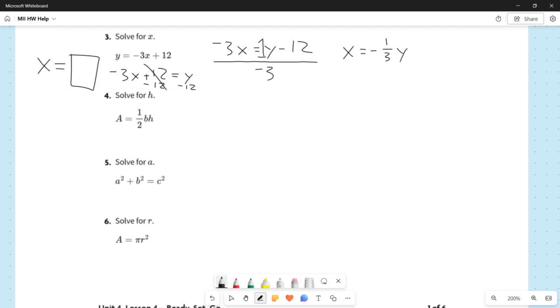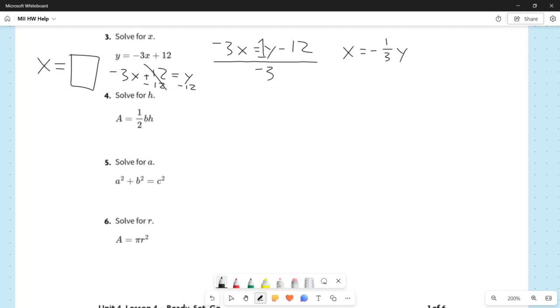So I would encourage you, if that didn't make sense to you, go back and take another look at it, and come to office hours if you're still stuck. But when you divide y by negative 3, you get negative 1/3 y.